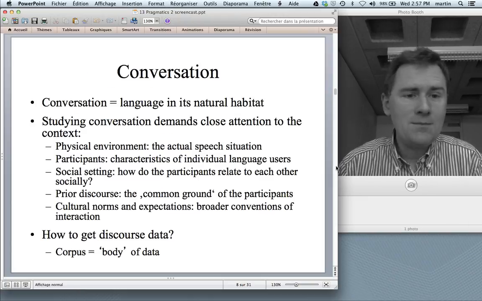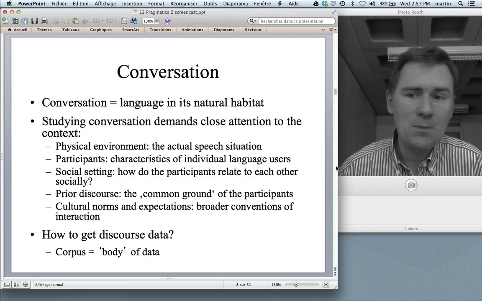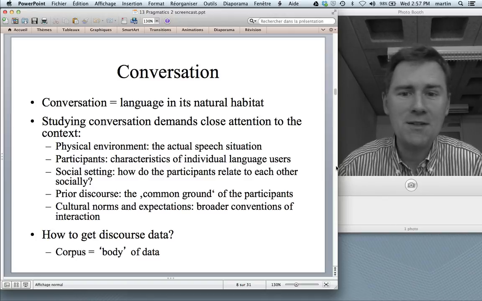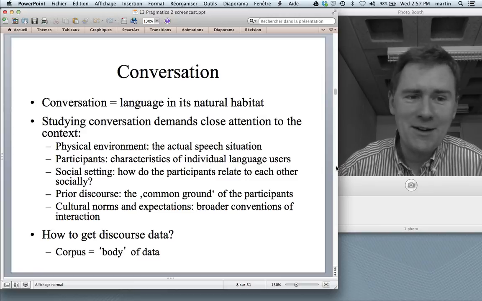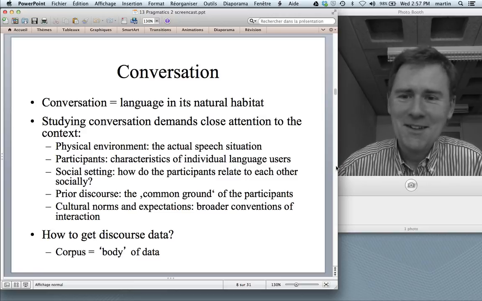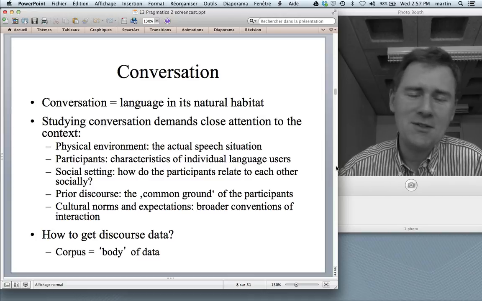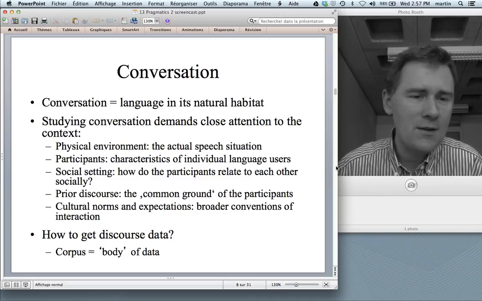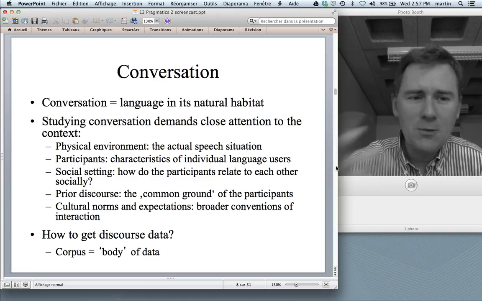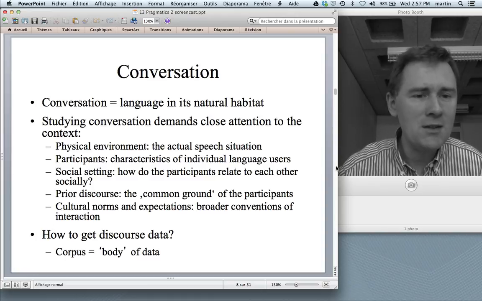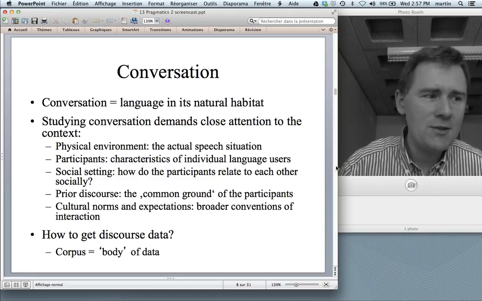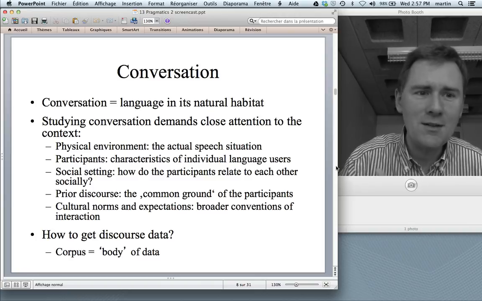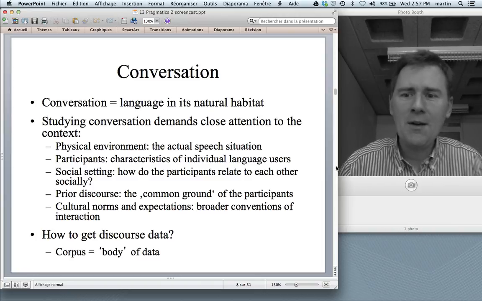Now, a catchphrase for this would be conversation is language in its natural habitat, and writing is just a form of domesticated language. Studying conversation demands close attention to the context. You can see spoken language in conversation is much more context dependent than, say, language on the page of a book. Yeah, it's a different kind of thing.